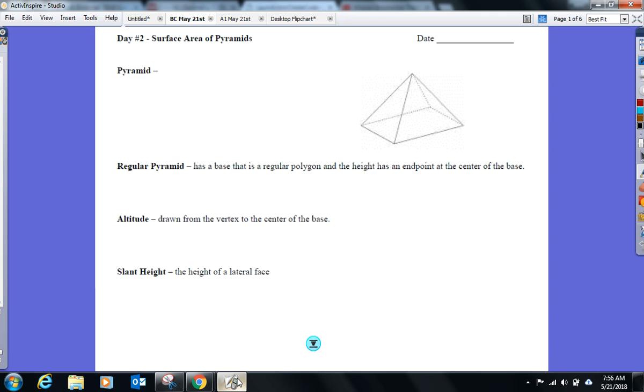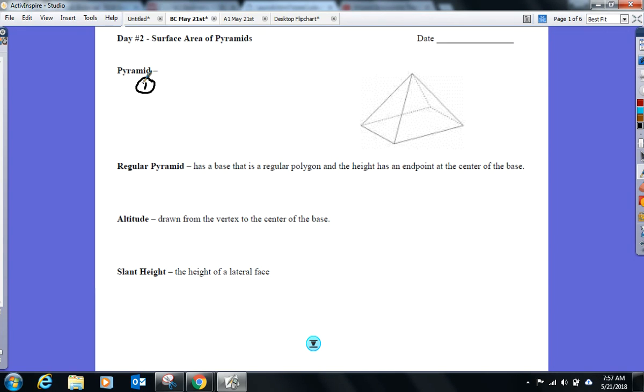Pyramid today. One distinct difference between a pyramid and the prism we went over on Friday. Here we go, Evan. Correct. There are 2 bases on a prism. How many on a pyramid? 1 base on a pyramid.